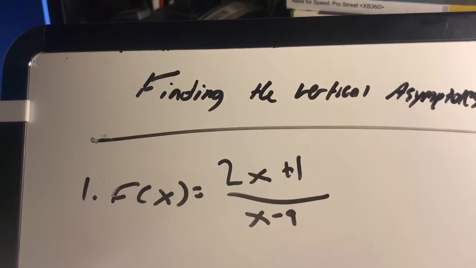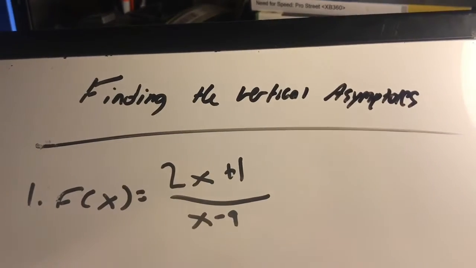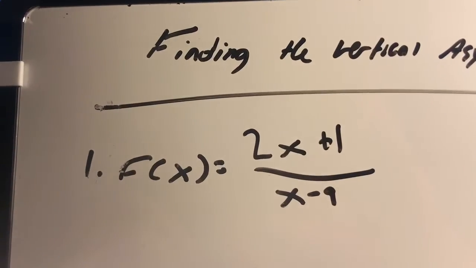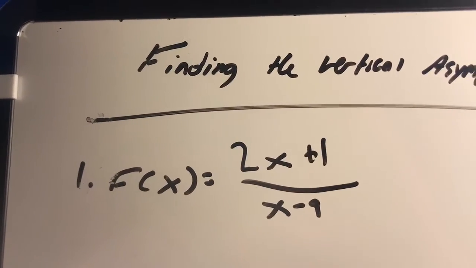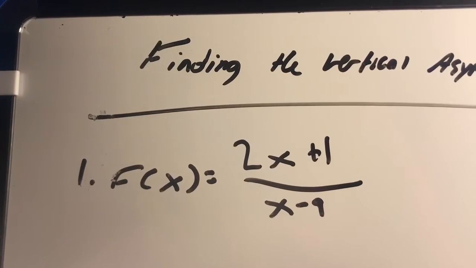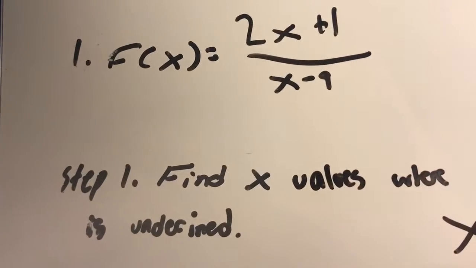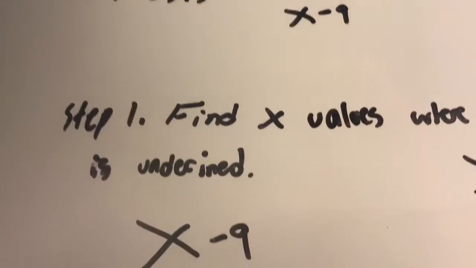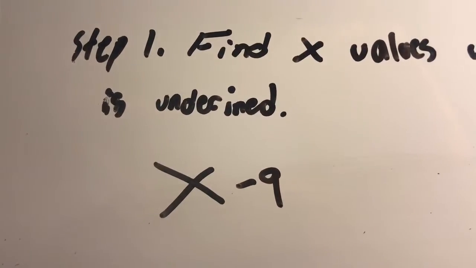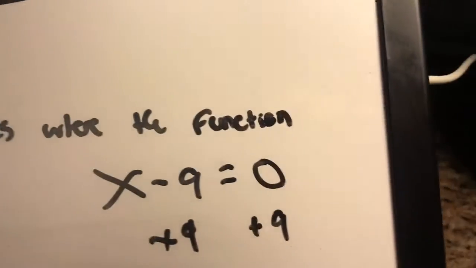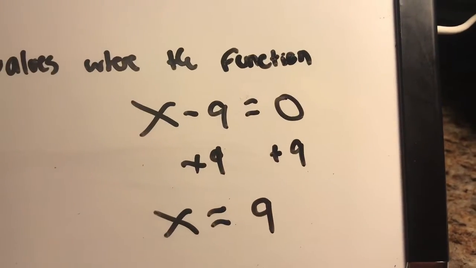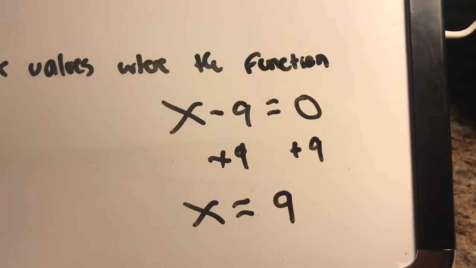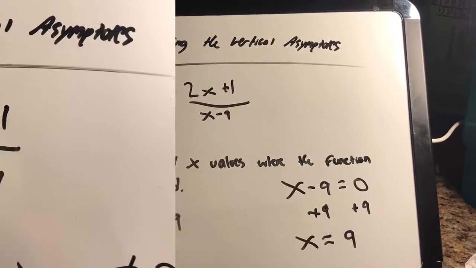For our first example, we're going to find the vertical asymptote. f of x equals 2x plus 1 over x minus 9. Step 1 is to find x values where the function is undefined. So that will be x minus 9. What we're going to do is set it equal to 0, add 9 to get x by itself, and x equals 9, and that will be your vertical asymptote.